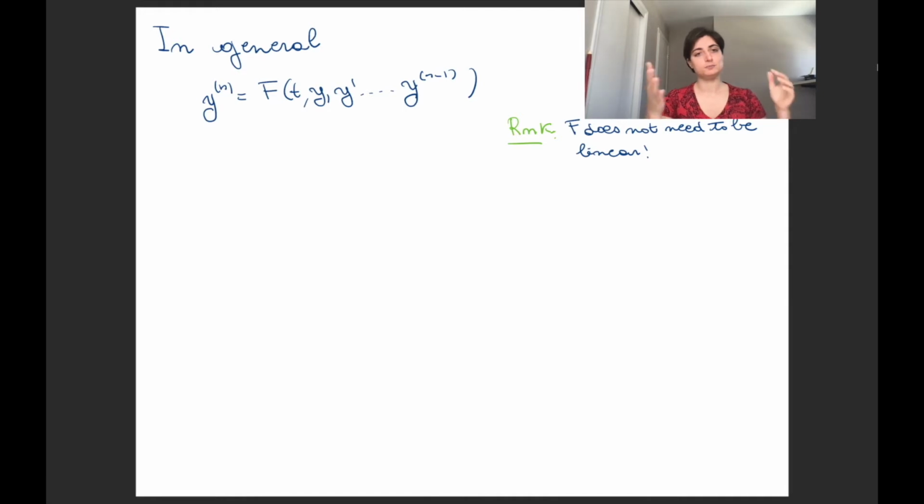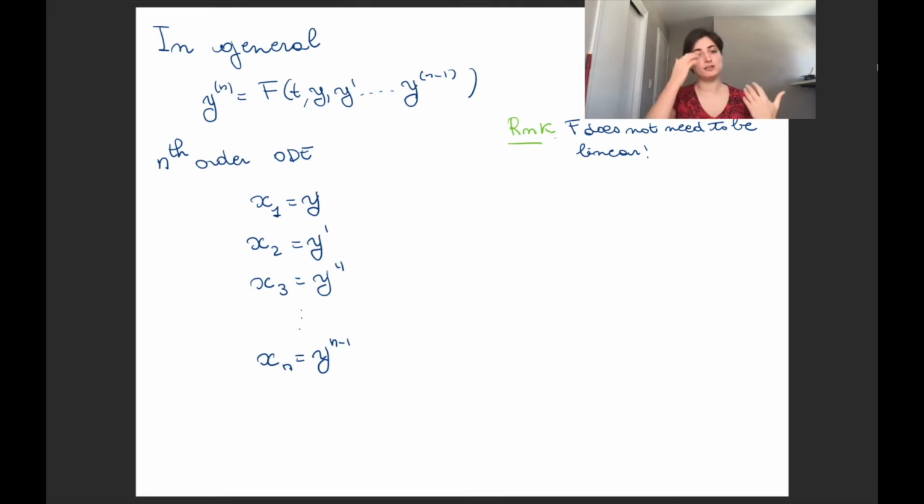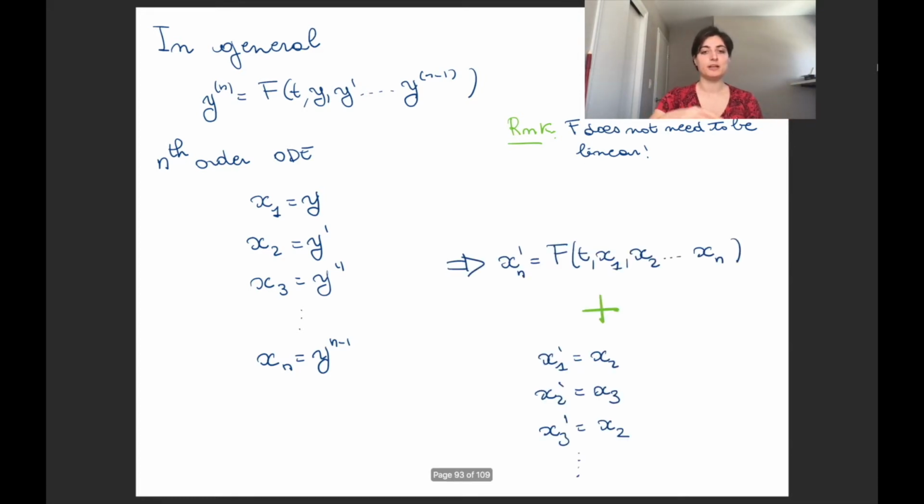We can take an nth order ODE in the form y to the nth equals a function of t, y, y prime, down to the n minus first derivative. We're not requiring f to be linear in this case. We have an nth order ODE and we want to rewrite it as an n-dimensional system of ODEs. So we introduce x1 equal to y, x2 is y prime, x3 is y second, down to xn, which is equal to the n minus first derivative of y.